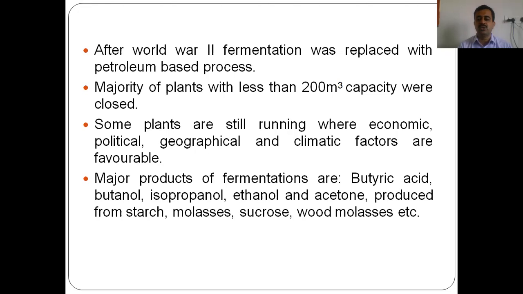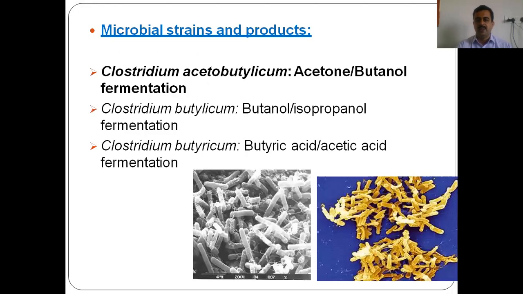Major products of fermentation are butyric acid, butanol, isopropanol, ethanol, and acetone, produced from starch, molasses, sugar, and wood molasses. Now, what sort of strains are being utilized in the microbial production of acetone butanol? Clostridium acetobutylicum is one of the most important strains helpful for acetone butanol fermentation. Clostridium butylicum is used for butanol or isopropanol fermentation. Clostridium butyricum is used for butyric acid or acetic acid fermentations.